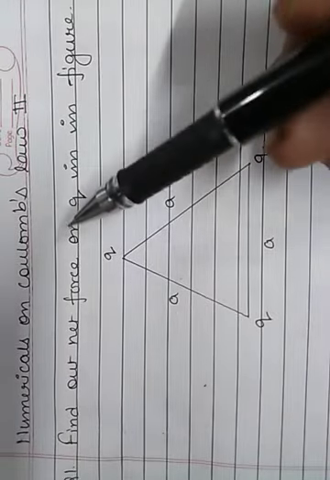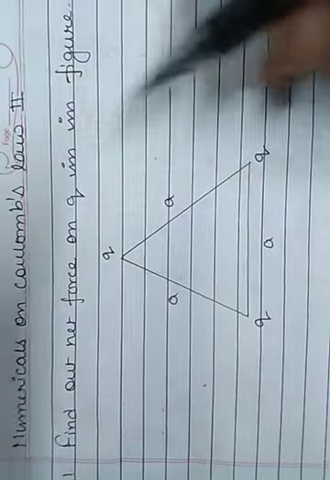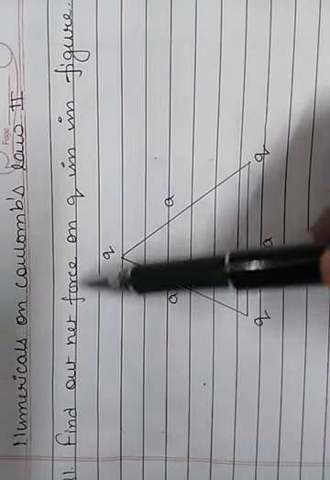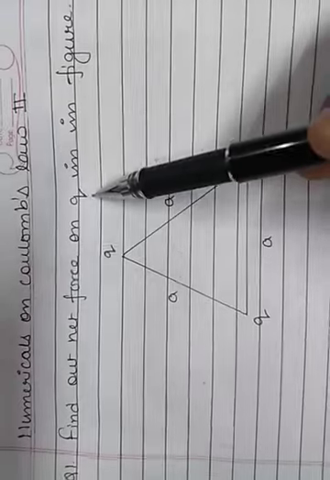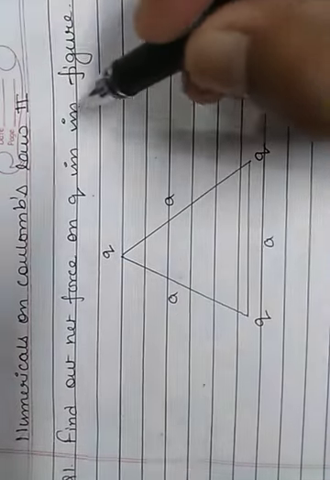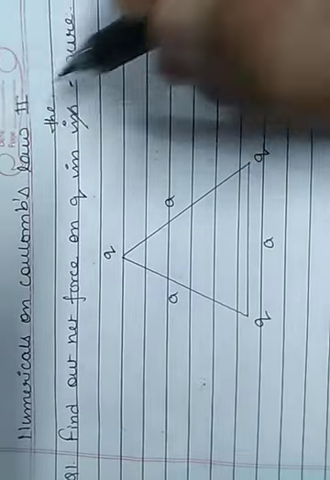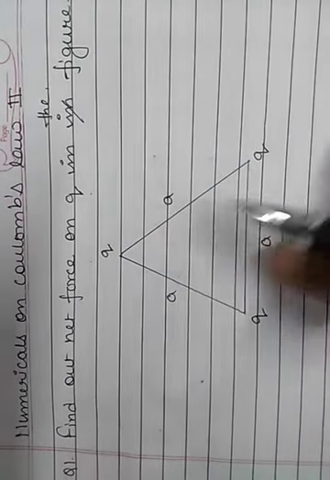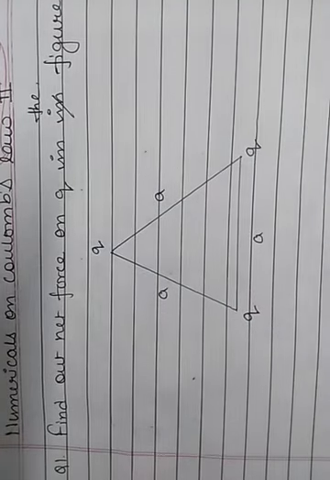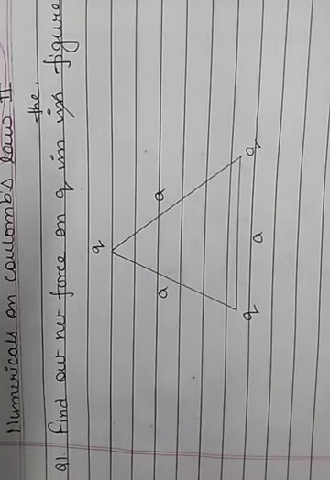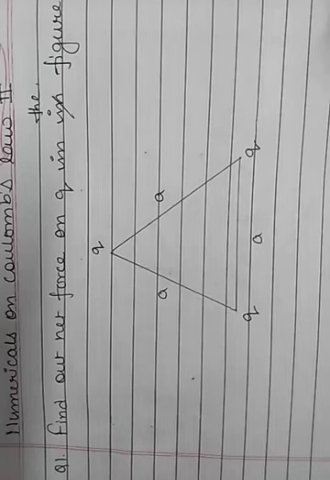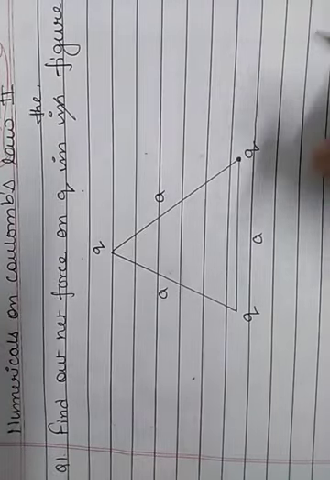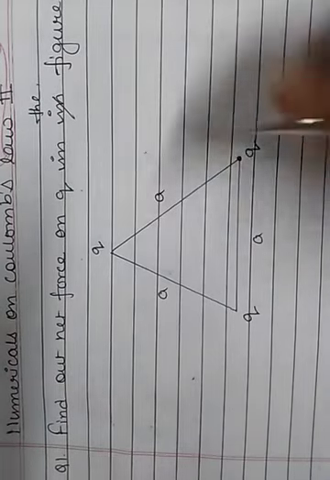Today we will discuss a few more numericals on Coulomb's law. The first one is: find out the net force on Q in the figure. So here this is a triangle, an equilateral triangle, as all the sides are equal to A, and we have to find the force on any one of the charges. So we will calculate the net force on this charge.